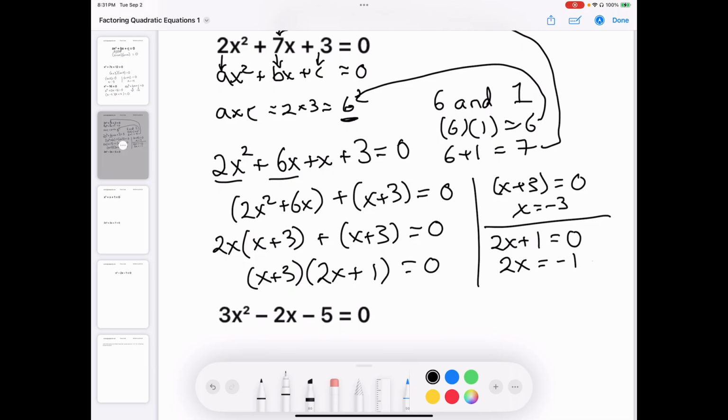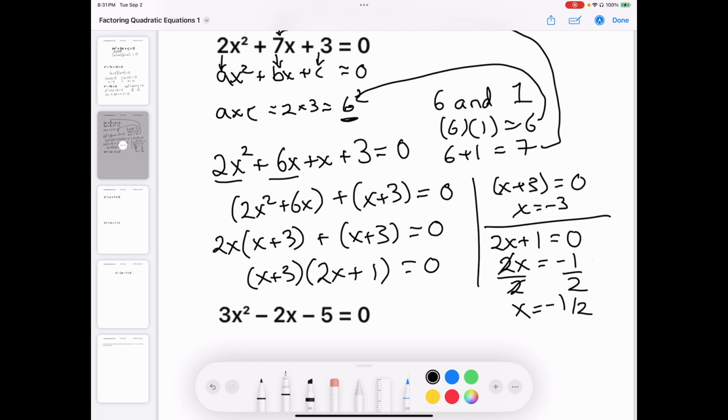Now we'll get rid of the 2 on the left by dividing by 2 on both sides, because the 2 is multiplying. So divide by 2, divide by 2. The 2's cancel out on the left, and my other solution is x equals negative 1 half. So those are my two solutions for that one.